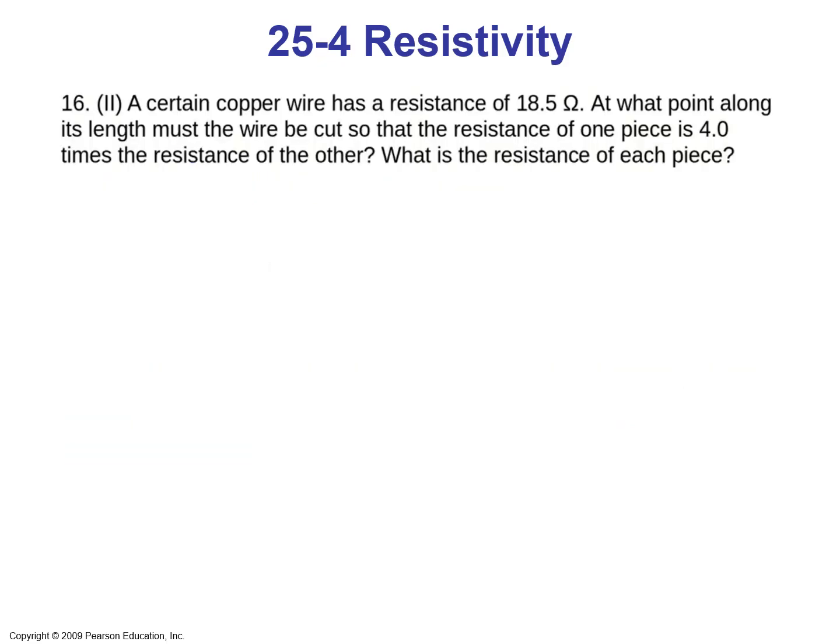All right, let's look at problem number 16 as another example. A certain copper wire has a resistance of 18.5 ohms. At what point along its length must the wire be cut so that the resistance of one piece is 4 times the resistance of the other? What is the resistance of each piece? Since resistance is proportional to length L, the length of the long piece must be 4 times the length of the shorter piece. So length should be 4 times the length of one.